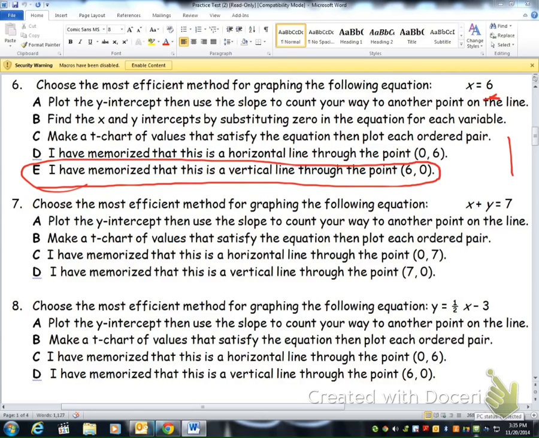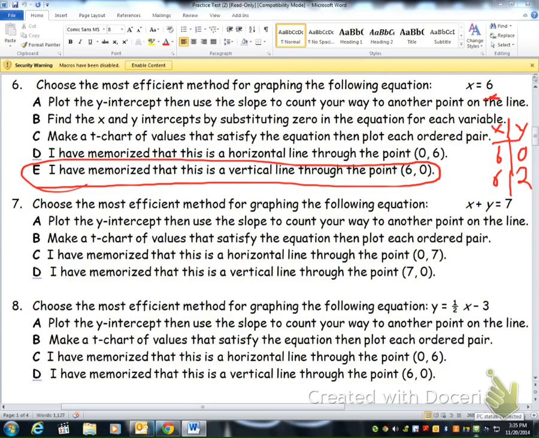Could you make a t-table for it? Sure you could. You could plug in and say, okay, x is 6, y is 0; x is 6, y is 2, because no matter what you put in for y, x is going to be 6. But that's not very efficient. Really, the most efficient thing is to realize that x equals 6 is a vertical line through (6, 0), and be done.